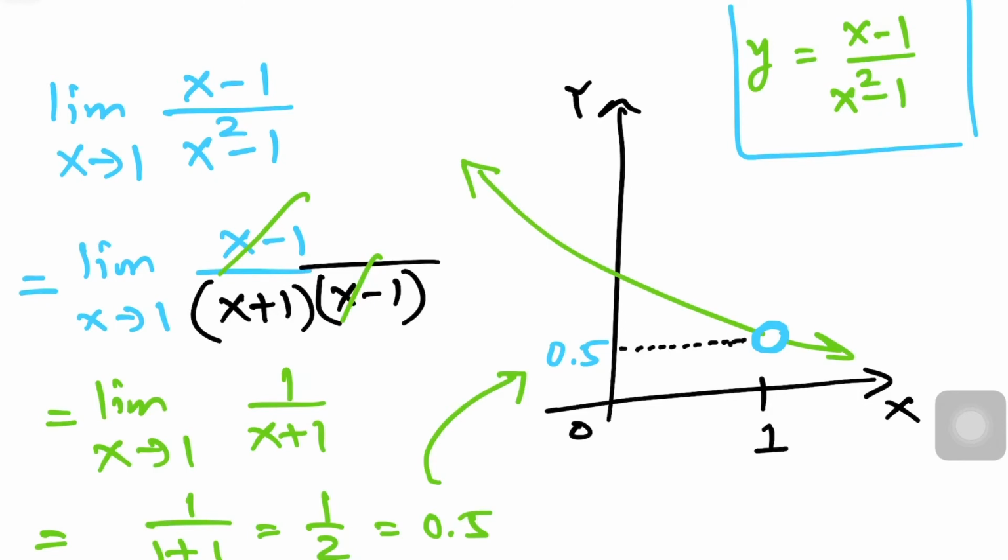So I hope you noticed the difference between limit and finding out the y value when the x value is given. Limit is saying what's going on around 1. It does not care about what's going on at 1. It cares about what's going on around 1, okay? So it's giving us the height, or the y value, when x is approaching 1.